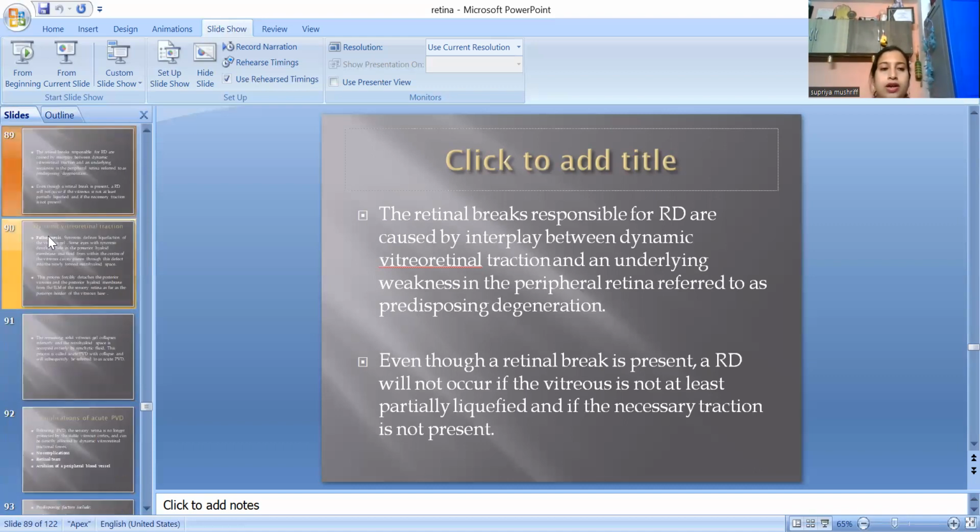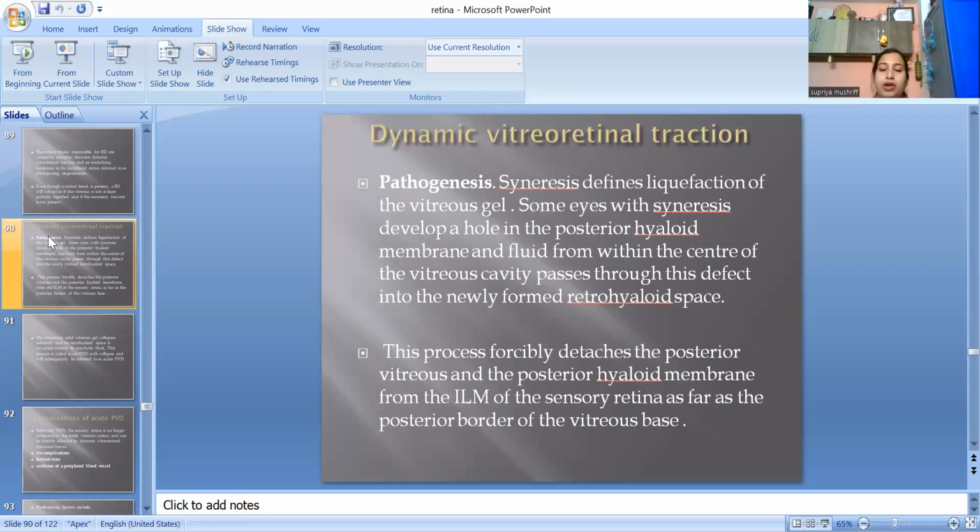Hence, for rhegmatogenous RD, both things are important: a peripheral retinal break and PVD, that is, posterior vitreous detachment and liquefaction of the vitreous. If any one thing is not there, rhegmatogenous RD will not occur. So, what is the pathogenesis of rhegmatogenous RD?